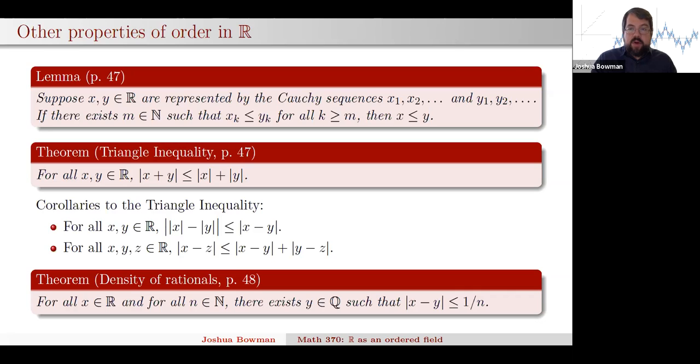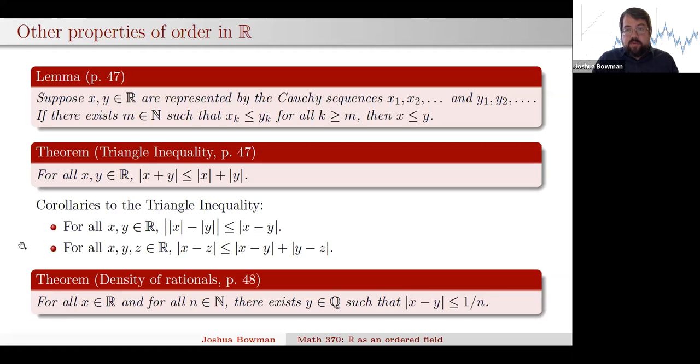There is the triangle inequality for the real numbers, just as for the rational numbers. It says that for any x and y, the absolute value of x plus y is less than or equal to the absolute value of x plus the absolute value of y. I've asked you to prove the triangle inequality for rational numbers already, and so the triangle inequality for real numbers will follow from the rational number case and this other lemma just right before it.